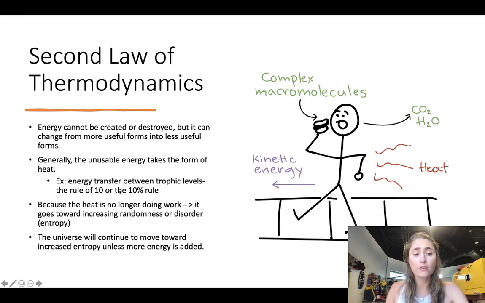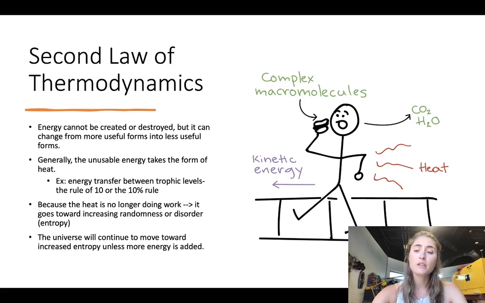And that's what we see in trophic levels, right? As we move through those trophic levels, less and less energy becomes available because we're losing such a significant amount to cellular respiration at each of those levels. Because that heat that gets lost through cellular respiration at each of those trophic levels is no longer doing work, we call that moving towards randomness or disorder. The official term for it would be moving towards entropy.